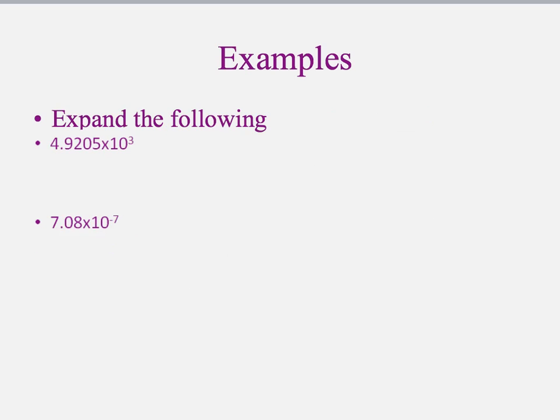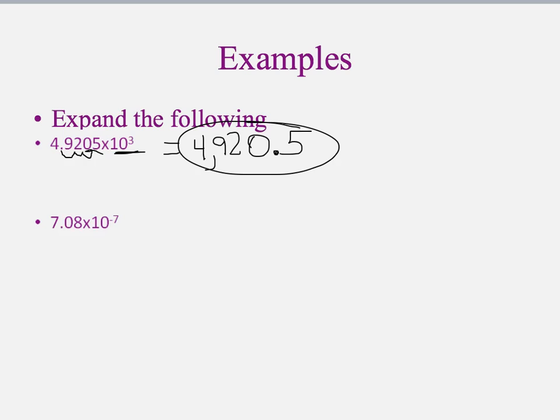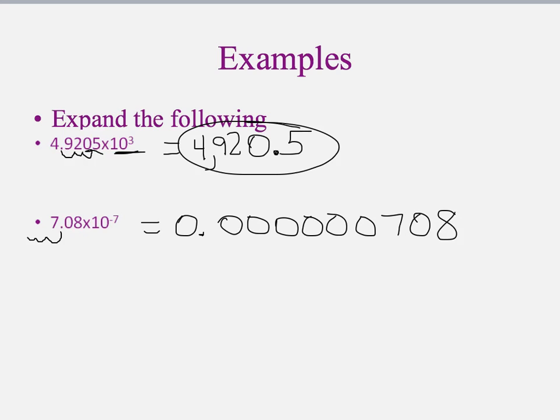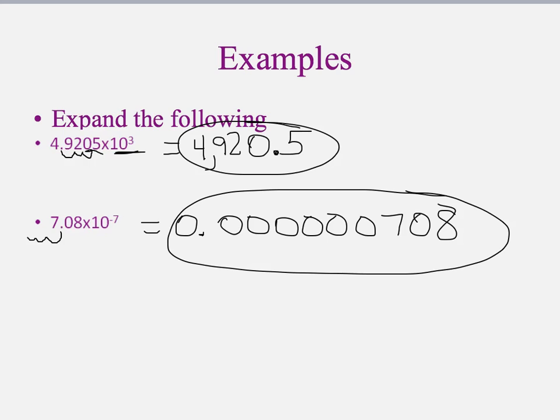So now I want to expand. So 4.9205 times 10 to the 3rd means I'm going to take this decimal and I'll make this number bigger. 1, 2, 3. I move it 3 places to the right. And then here, 7.08 times 10 to the -7th. I'm going to take this decimal, move it 7 places to the left. And I was able to rewrite and expand that number.